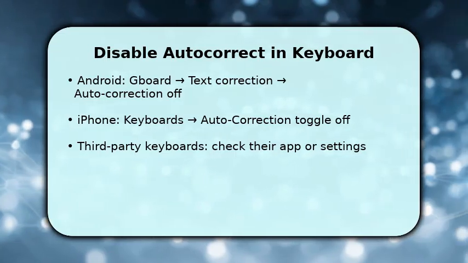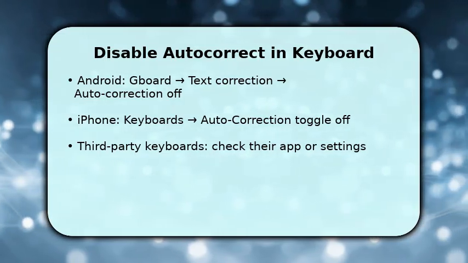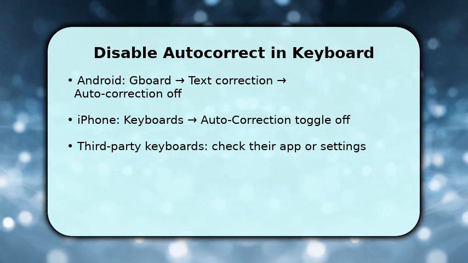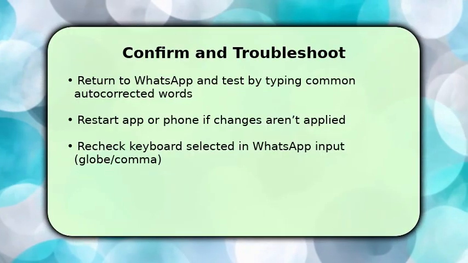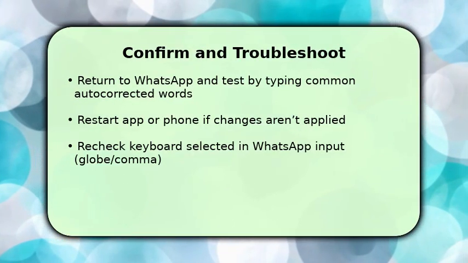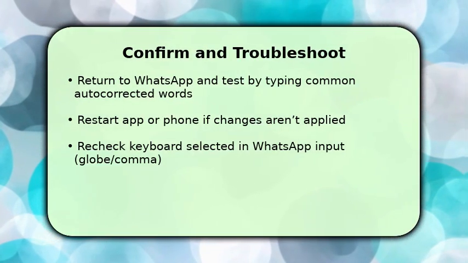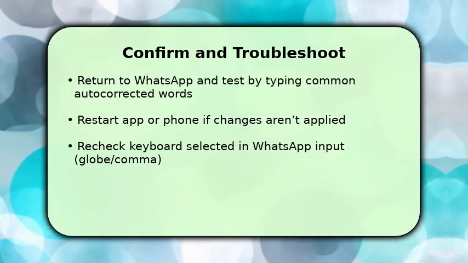These changes apply immediately to WhatsApp, since the app uses the system, or finish by testing within WhatsApp. Type words that were previously autocorrected to confirm behavior changed. If autocorrect persists, switch keyboards with the globe or comma key, then switch back.